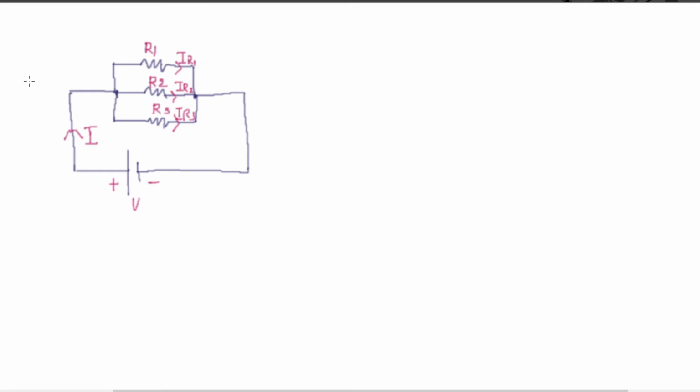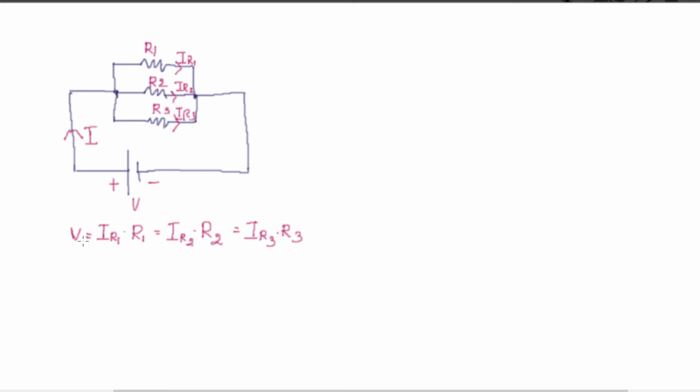Can you tell me what is the voltage drop in each branch? The voltage drop through each resistance is equal, that is V. Okay, we can write V is equal to IR1 into R1 equal to IR2 into R2 equal to IR3 into R3. Here, IR1, IR2, IR3 are notations of current through different resistances. Suppose IR1 is the notation of the current flowing through the resistance R1. R1 here is the subscript, so don't get confused.